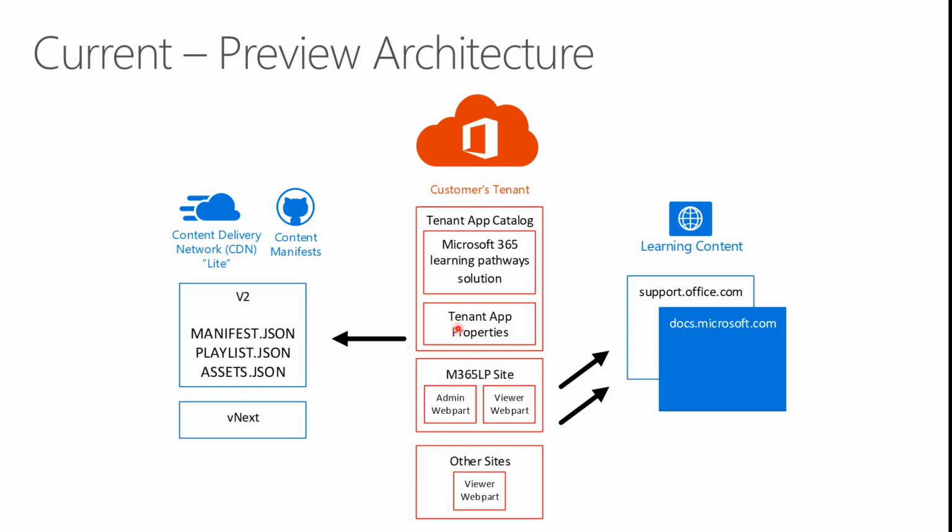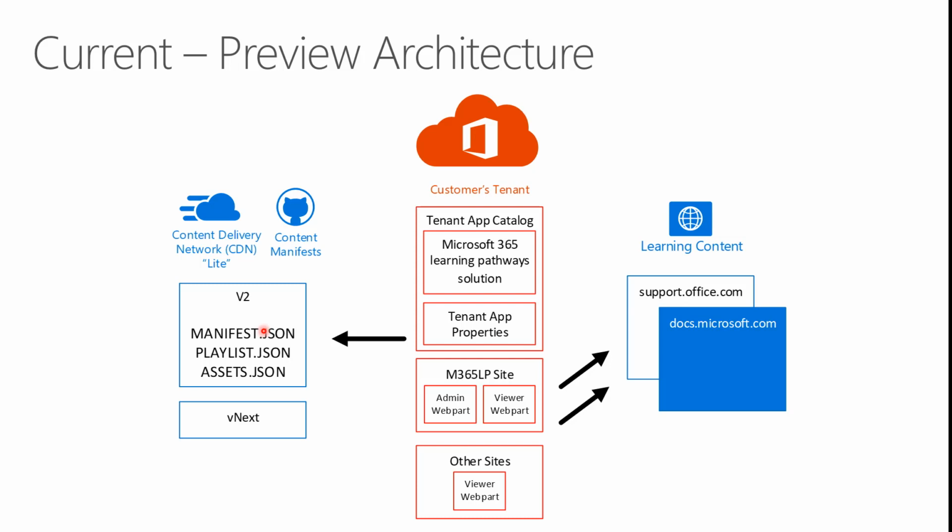And as I was implying, one of the tenant app properties points to where the content lives. And so there's a master repository. And right now we're using a content delivery network light. And I use the term light because we're basically using a GitHub Pages repository to host these 3 JSON files that tell the web part what the content is and how to serve it up and organize it.